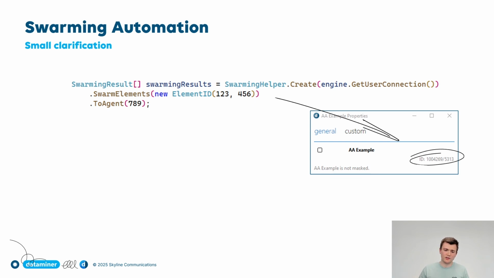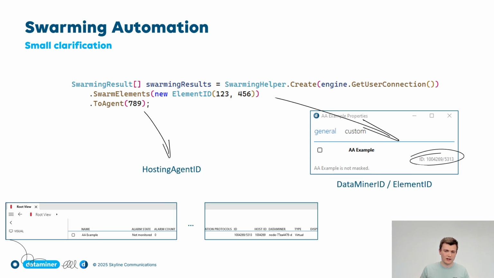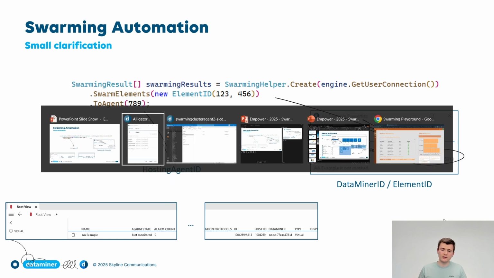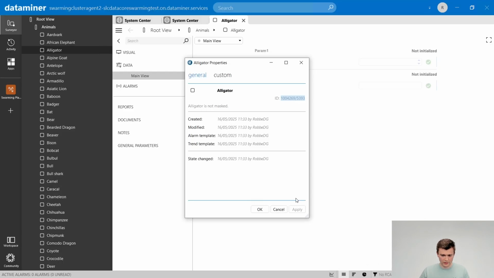And then the number in the two agent part, the 7, 8, 9, is the DataMiner ID of the host you want to swarm to. So this is just the new host. You can also find this in DataMiner Cube.